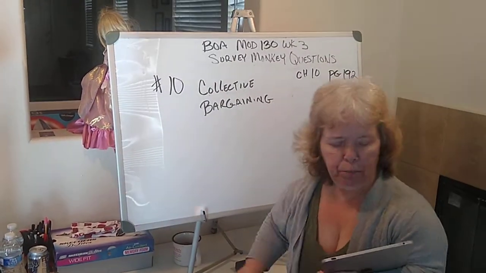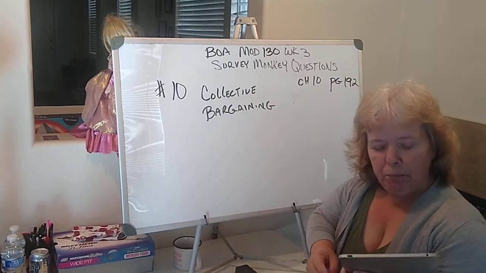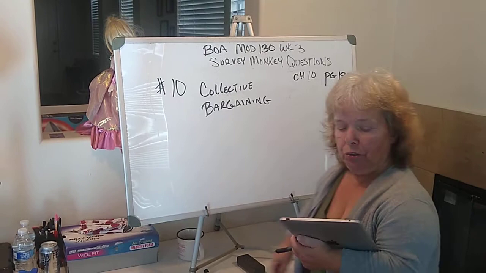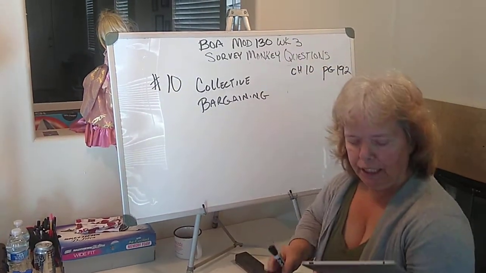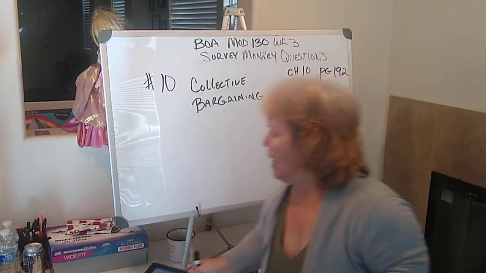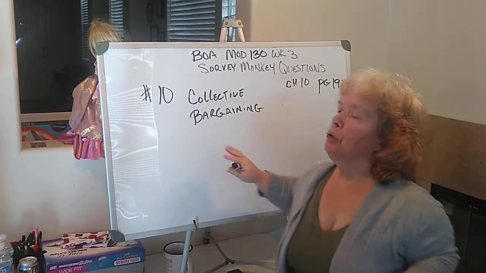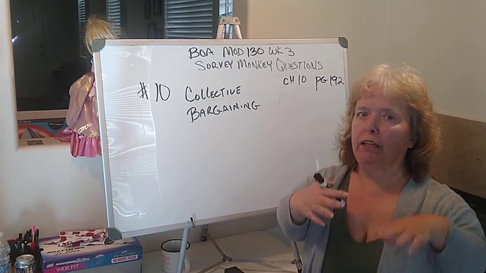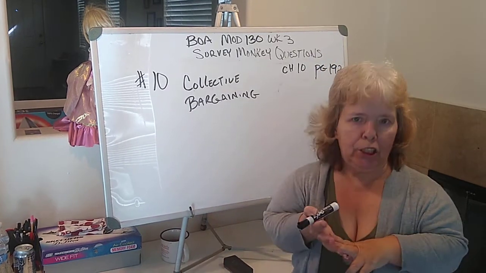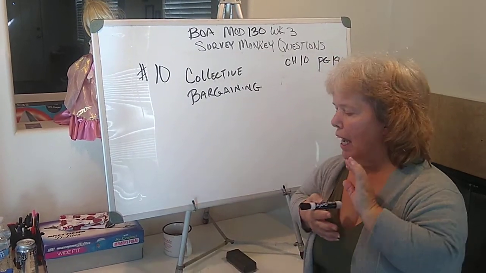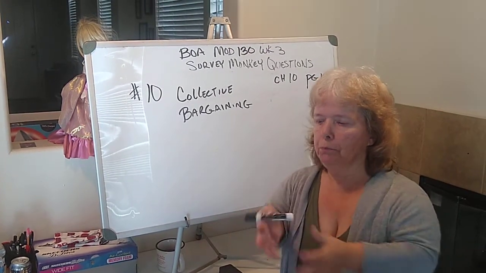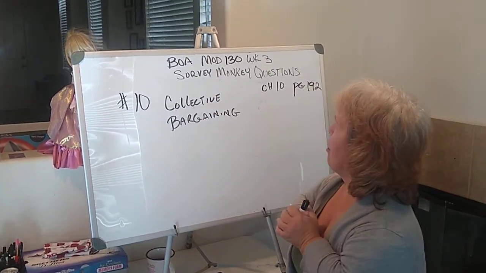This is the negotiation process through which management and unions reach an agreement about compensation, working hours, and working conditions for the bargaining unit. So this is when the unions and the management get together and come to an agreement about wages, about working conditions, and about benefits for the union employees. So that's what collective bargaining is.